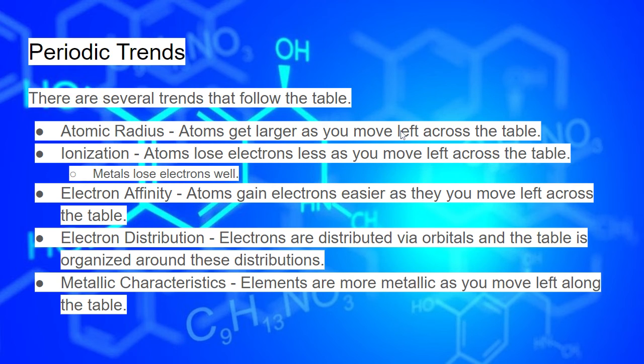This is supposed to say right. I totally biffed on that one. Right across the table, same thing, right across the table. The non-metals are on the right. So if you move right, they're going to be worse at ionization. On the opposite hand, then, electron affinity, as you move left, it's going to be easier for them to gain electrons because they're really bad at losing them. Instead, they gain them. And then the electron distribution and metallic character can also be gleaned by looking at the periodic table.